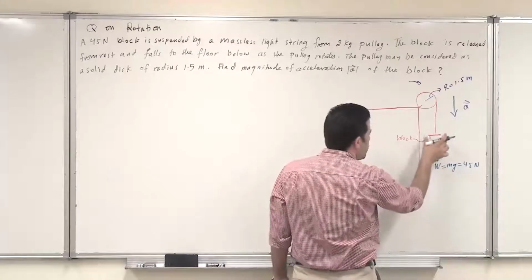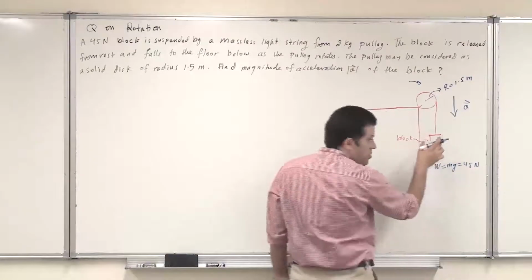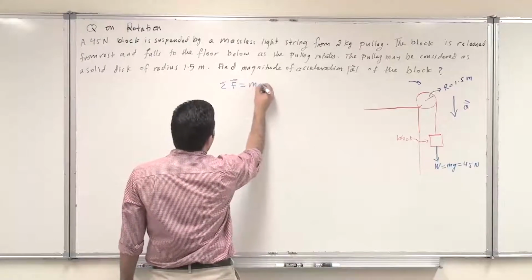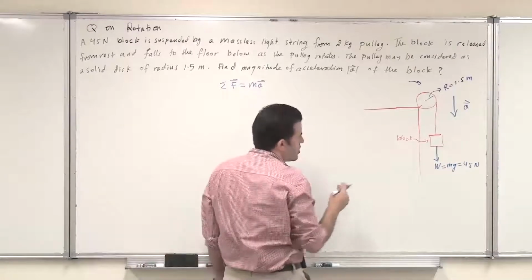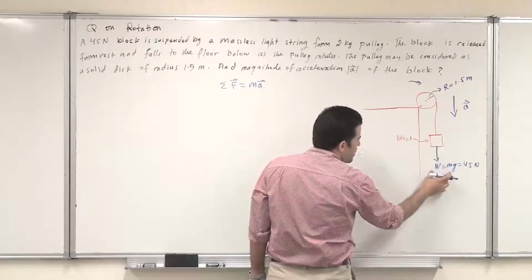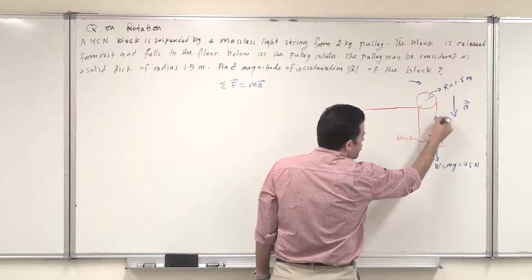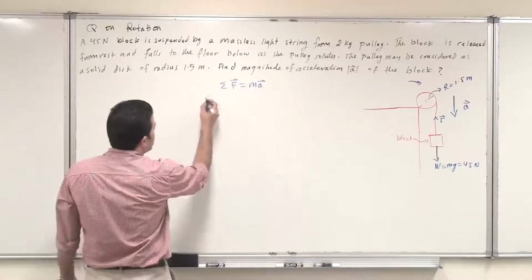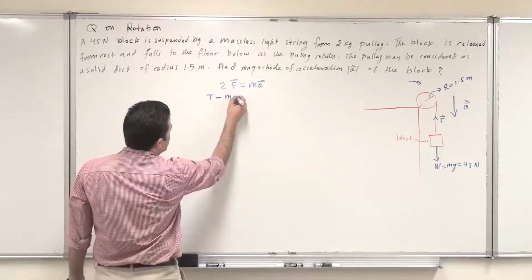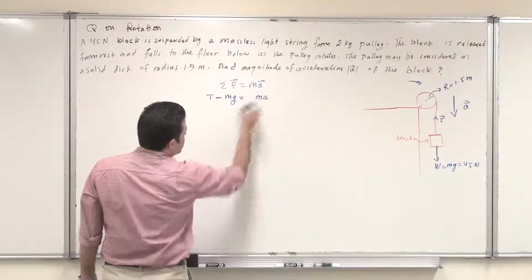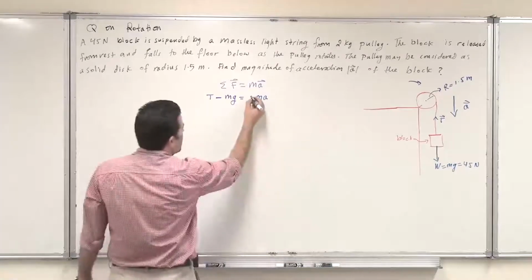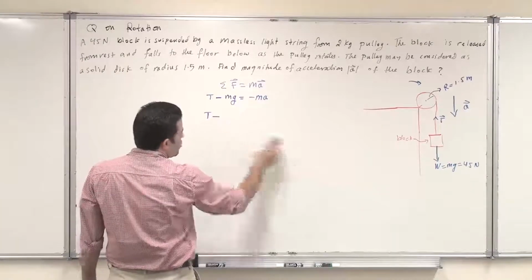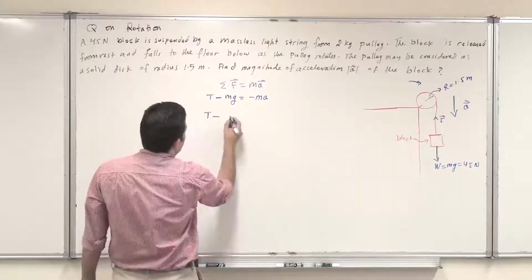In order to find the magnitude of acceleration, we can use Newton's second law, sigma F equals ma. In this situation, we need to know all the forces affecting the block, which is, in addition to its weight, also a force of tension. So we can write the equation as T minus mg equals ma. But we know that the acceleration is downward, so we can add a negative sign here.